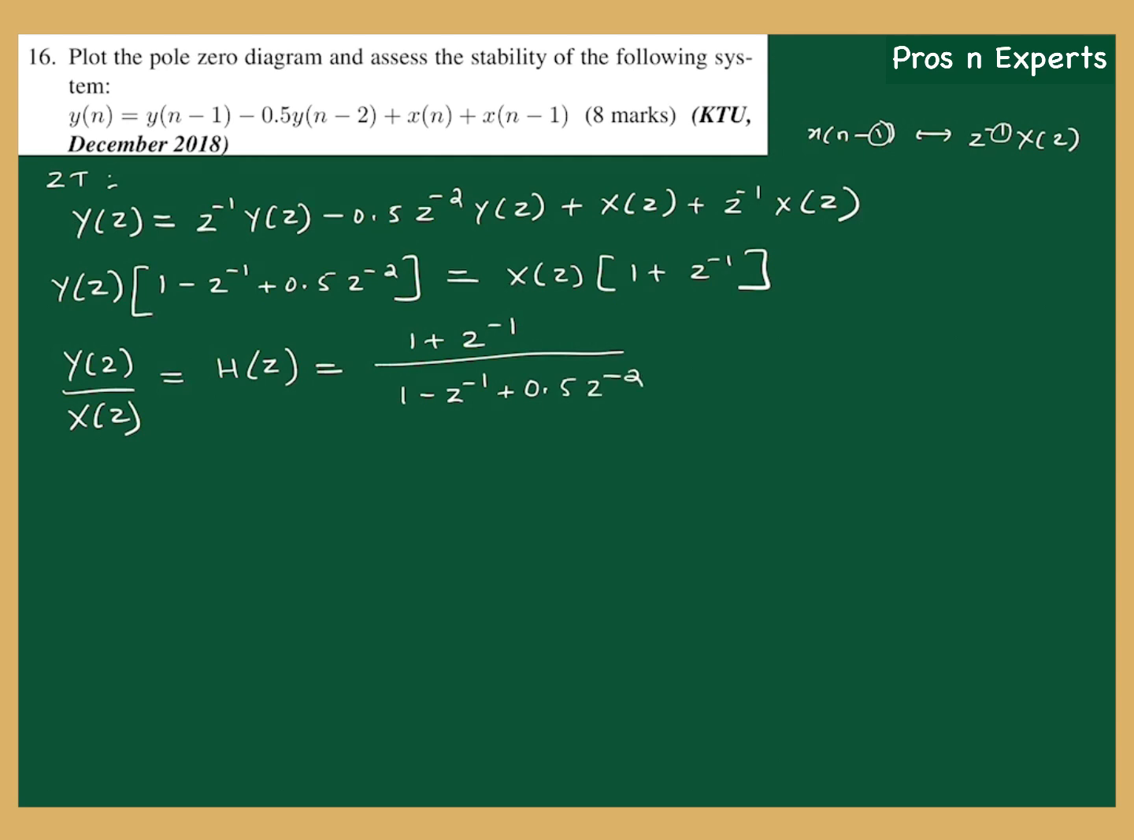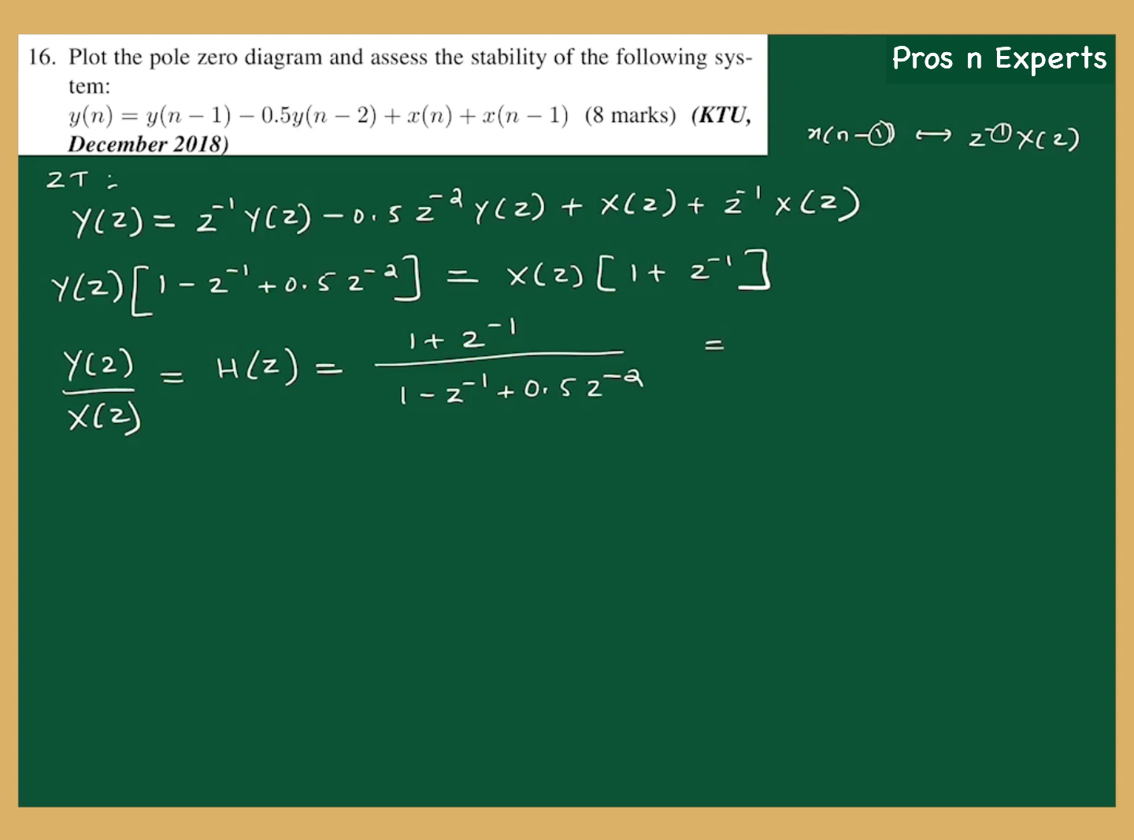Again, I'm drawing your attention towards the question. The question does not ask you to find any impulse response or anything, but just to plot the pole zero diagram, and from that we can assess the stability. So to plot the pole zero diagram, this z inverse form is not at all desirable, so we have to make it into z form, z squared, or zero to one form.